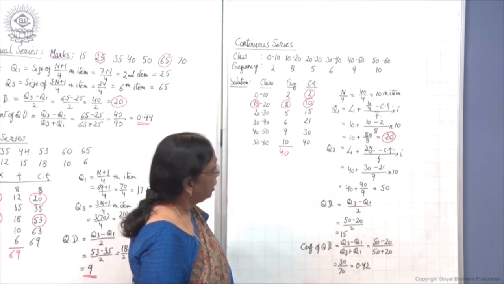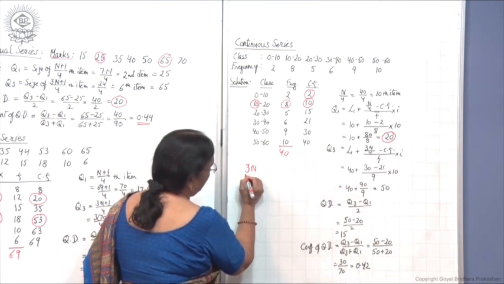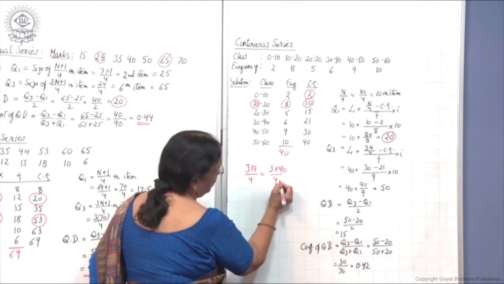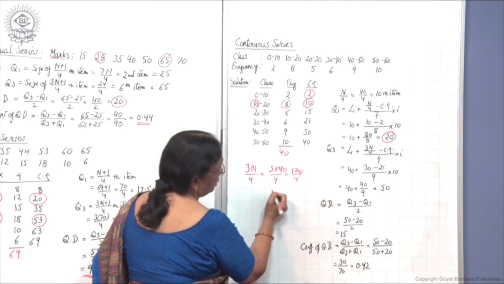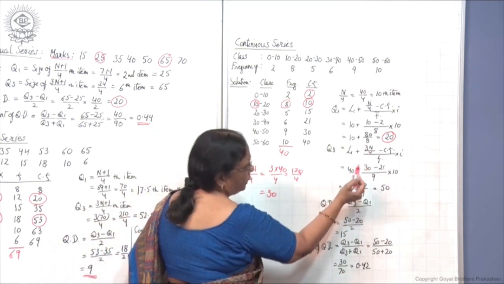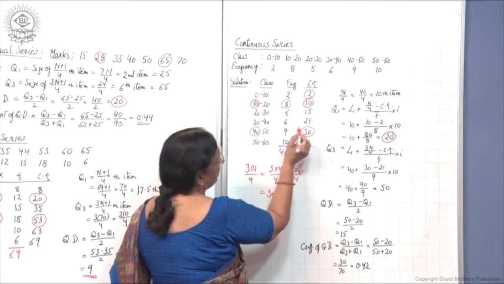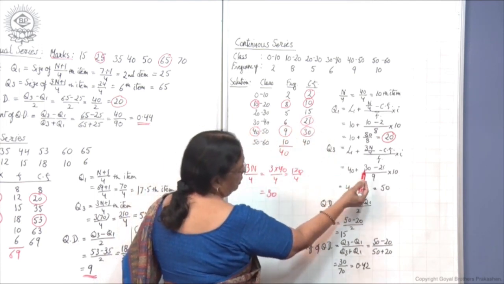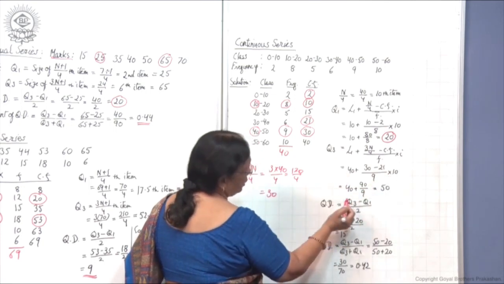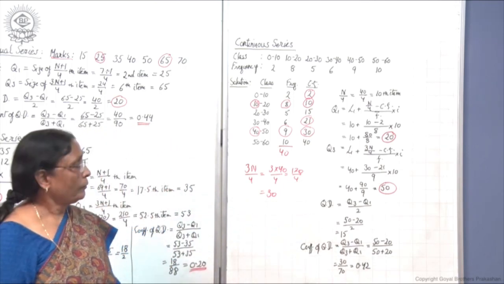Now 3N upon 4. What is 3N upon 4? Here 3N upon 4, 3 into 40 upon 4 is equal to 120 upon 4, that is equal to 30. So here 3N upon 4 is 30 and in this series find out 30. Here this is L1, this is CF and this is F. 30 minus 21 upon 9, 40 is the lower class limit, 10 is the class interval, simplify it and Q3 is 50. Clear?